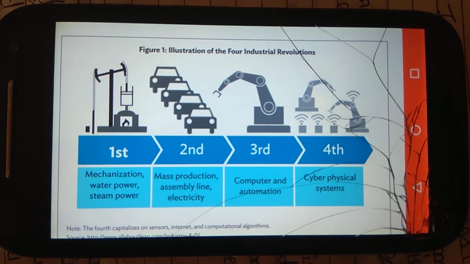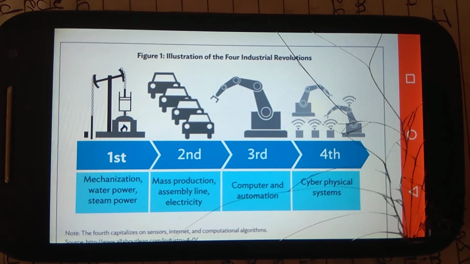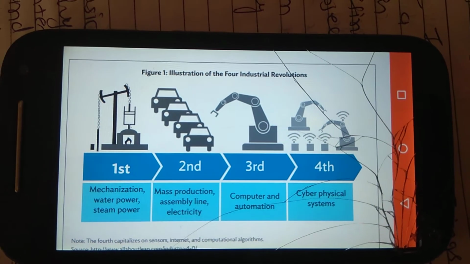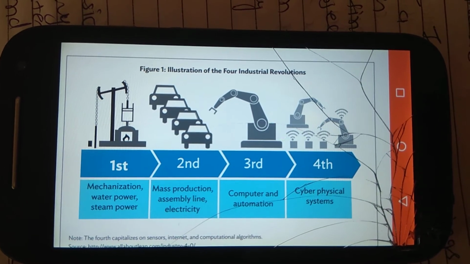The fourth is the Internet of Things, which is the internet and computing infrastructure to connect the machines and the applications.